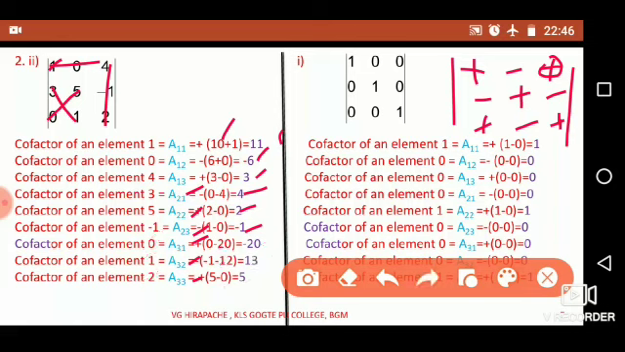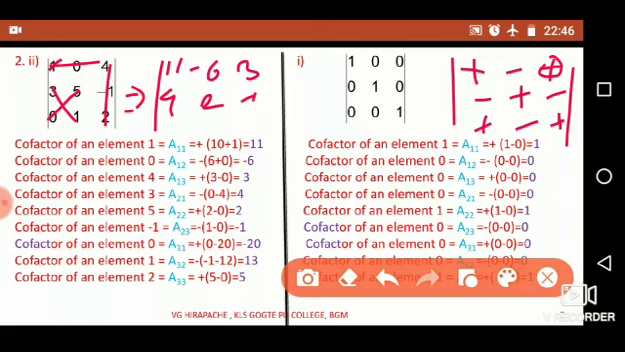Therefore, the cofactor matrix, or the cofactor determinant, is written as a determinant. The first row elements are 11, minus 6 and 3. Second row cofactors are 4, 2 and minus 1. The last row elements are 20, 30 and 5. These are the cofactors of the given determinant.